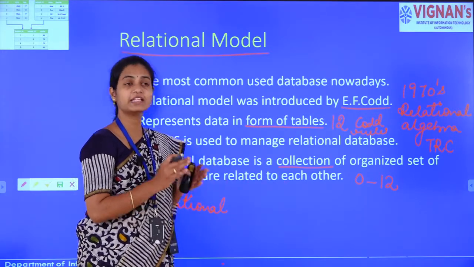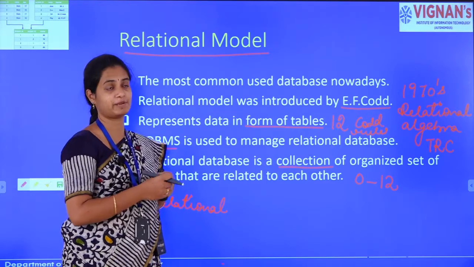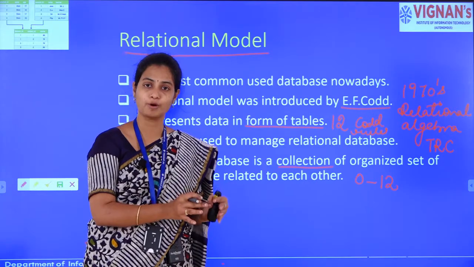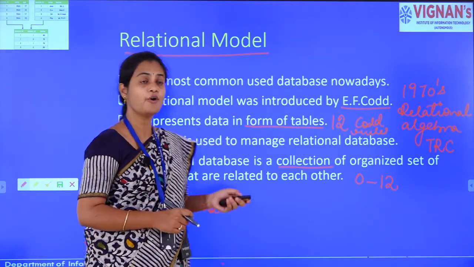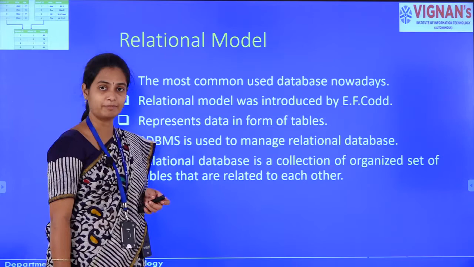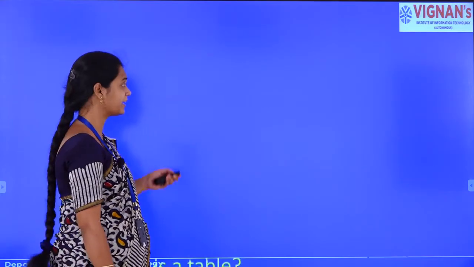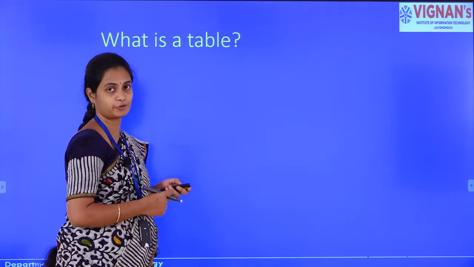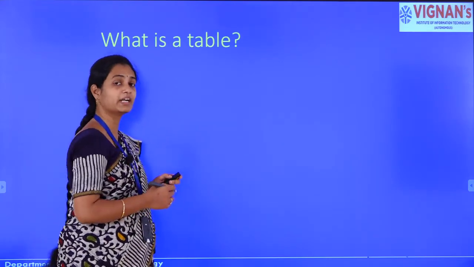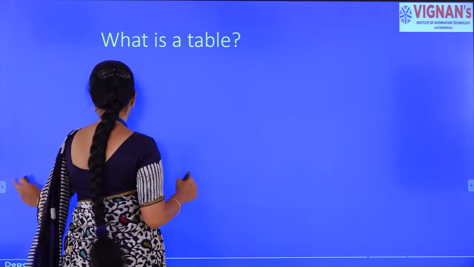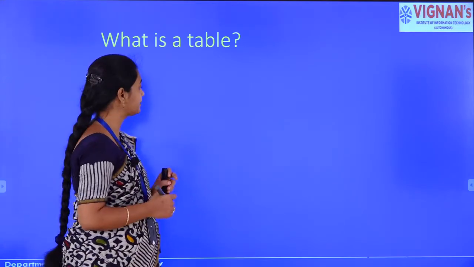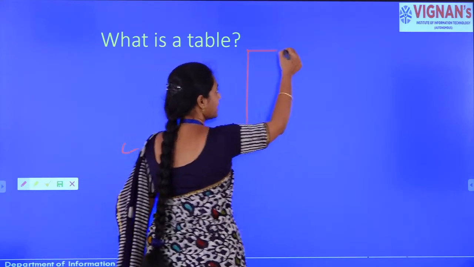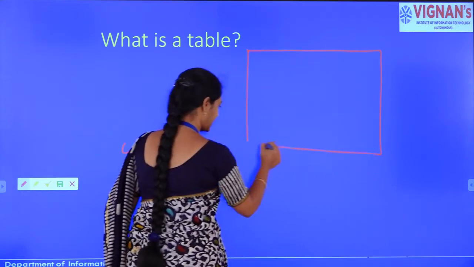So we have seen the introductory part of the relational database. What is a relational database? The data is stored in the form of tables. Now we need to know what this table is all about. What is a table? A table is nothing but a collection of rows and columns.